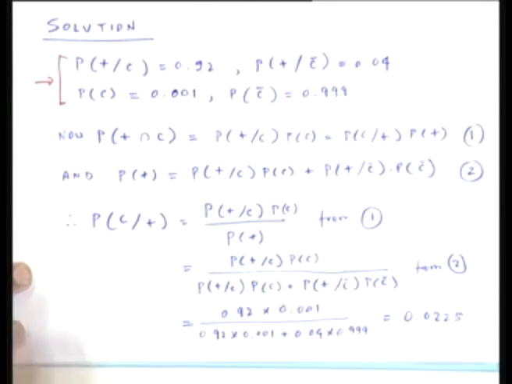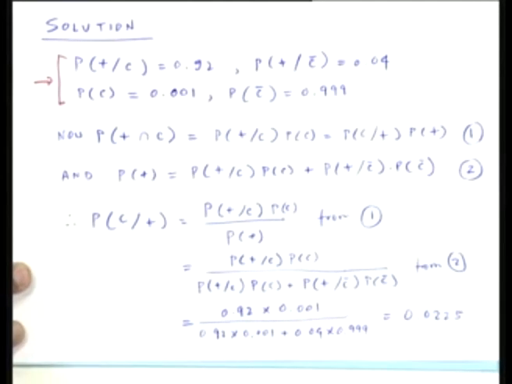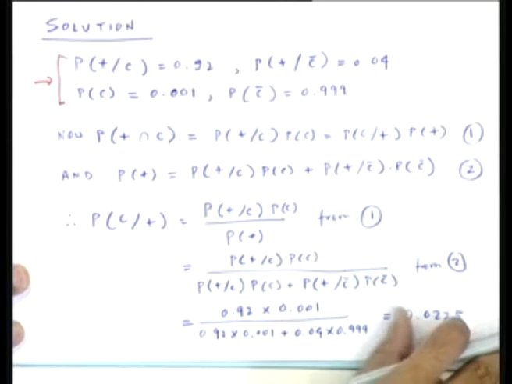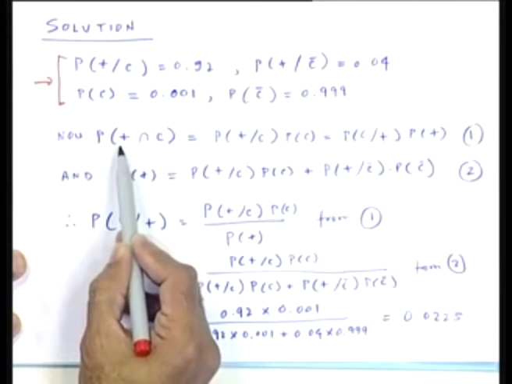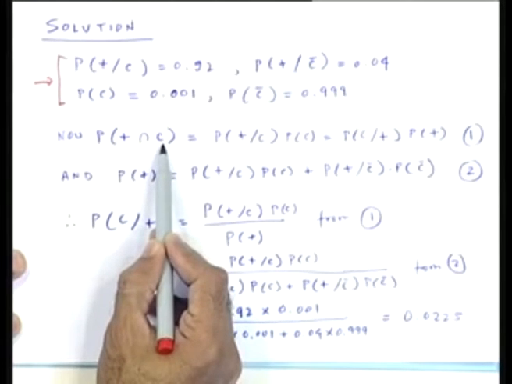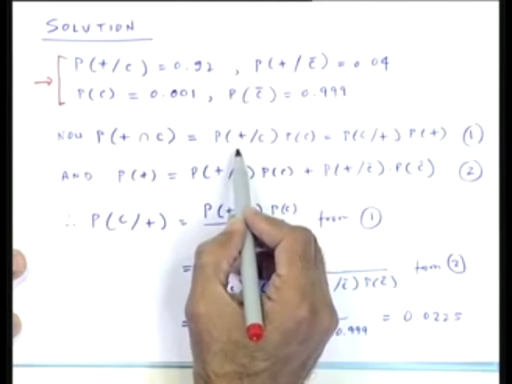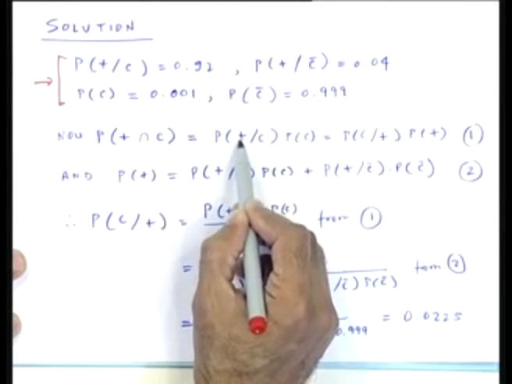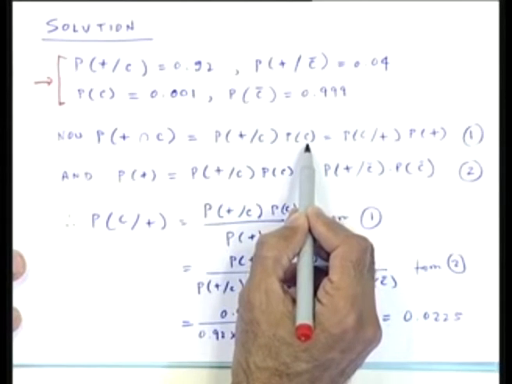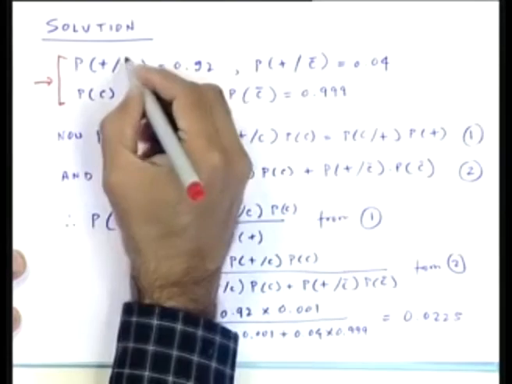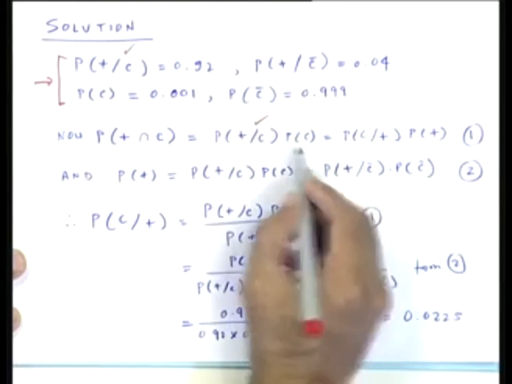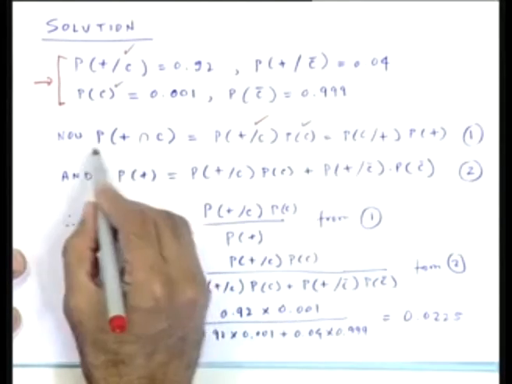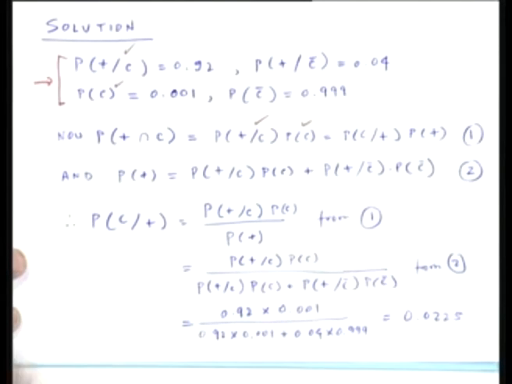How did I find this formula? This came straight from our conditional probability formula, and I'm going to show you that formula in just 1 minute. What we have to do now is look at this intersection here. The probability that the test is positive and the person has cancer is equal to the probability the test is positive given he has cancer multiplied by the probability he has cancer. Do I have this data? Yes, it's given to me, so I can calculate this quantity without any trouble.